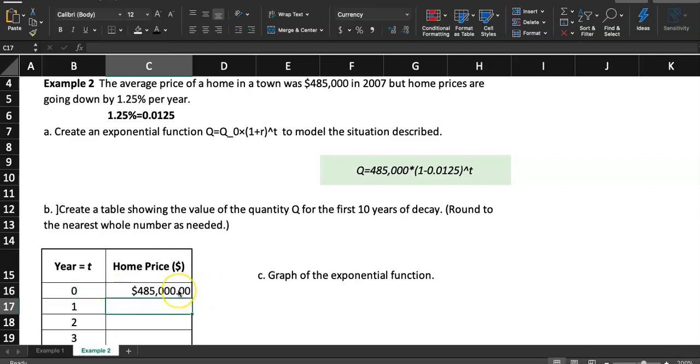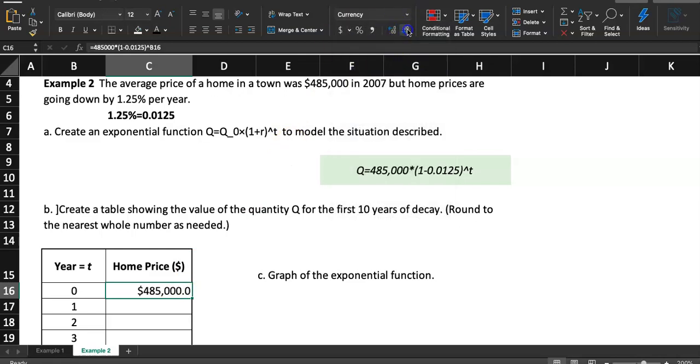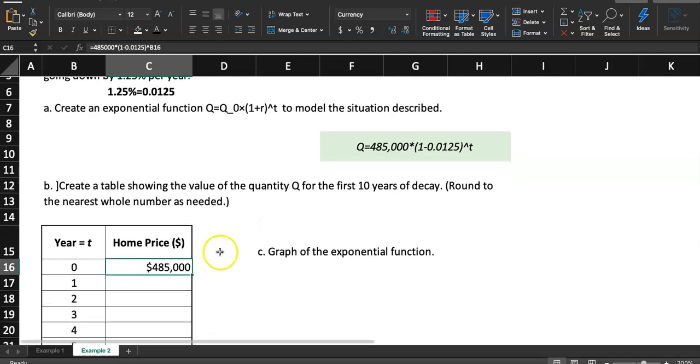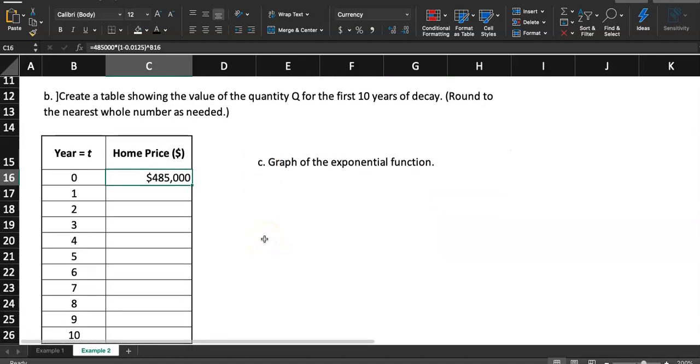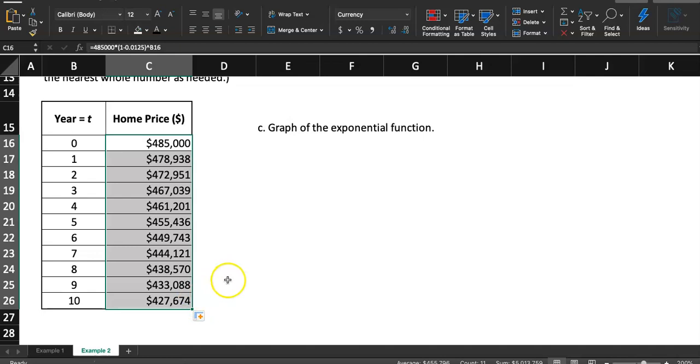And they're going to ask you to round to the nearest whole number. So I'm going to format this as currency with no decimal places, a whole number, so that I don't have to individually round all these answers. If I just format the first cell and copy the format down, then the rest of this table will be perfect. So if I copy this down, ta-da! Notice the price is going down.